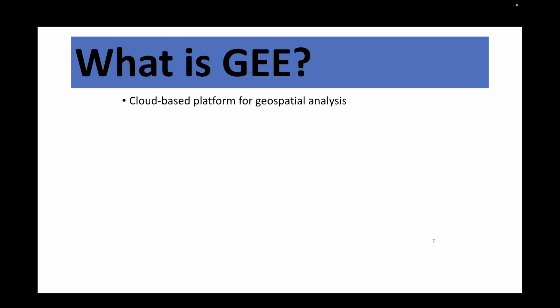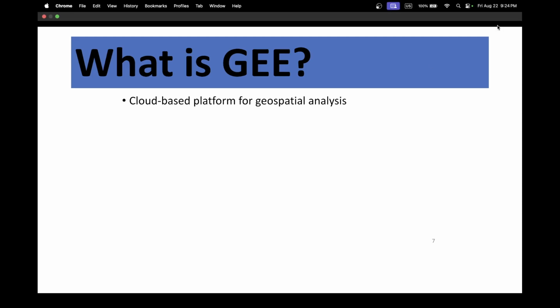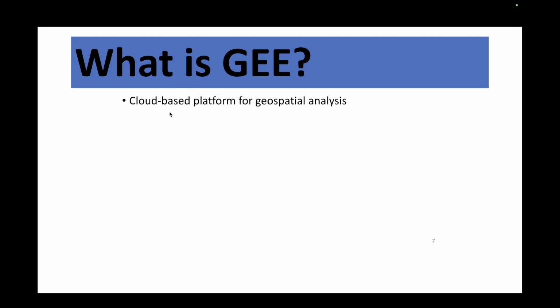We just use the server, and every cloud-based platform has its own server. Google Earth Engine has a server, so from this server we can easily access a lot of datasets. Suppose 40 years of satellite imagery we can easily access from the Google Earth Engine data catalog. So we don't need to download any data from other sources.